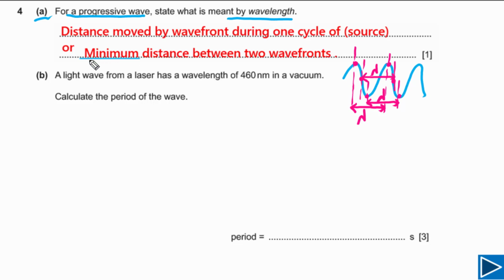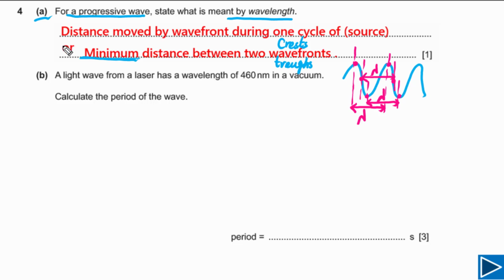So let me highlight some points. When you define wavelength by saying the distance between two wavefronts, you must say minimum distance, because this is the minimum distance between two wavefronts, or we can say between two crests. We can also say the minimum distance between two troughs, or between 2 points in phase on the wave.